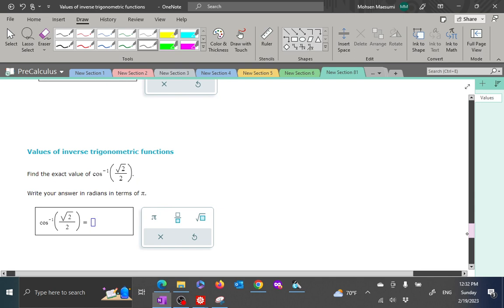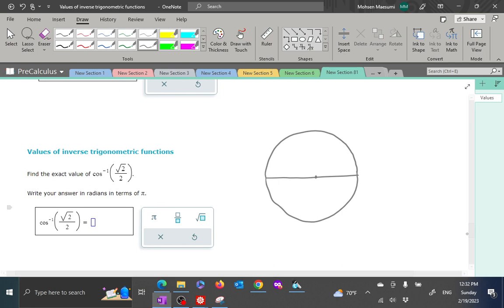Cosine inverse of radical 2 over 2. So again, how do we get a sense for what this thing is? First of all, we draw the unit circle. Just go ahead and draw the circle. Half of it is what we want. For cosine, we are dealing with this portion. Cosine is the upper half. This is what we are dealing with for cosine.